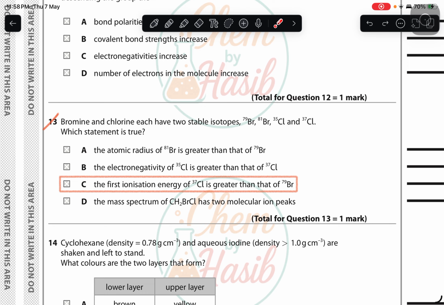Now it says the first ionization energy of Cl is greater than that of Br, of course, because as we go down the group, the ionization energy decreases. Now bromine is below chlorine, right? So definitely the ionization energy decreases.